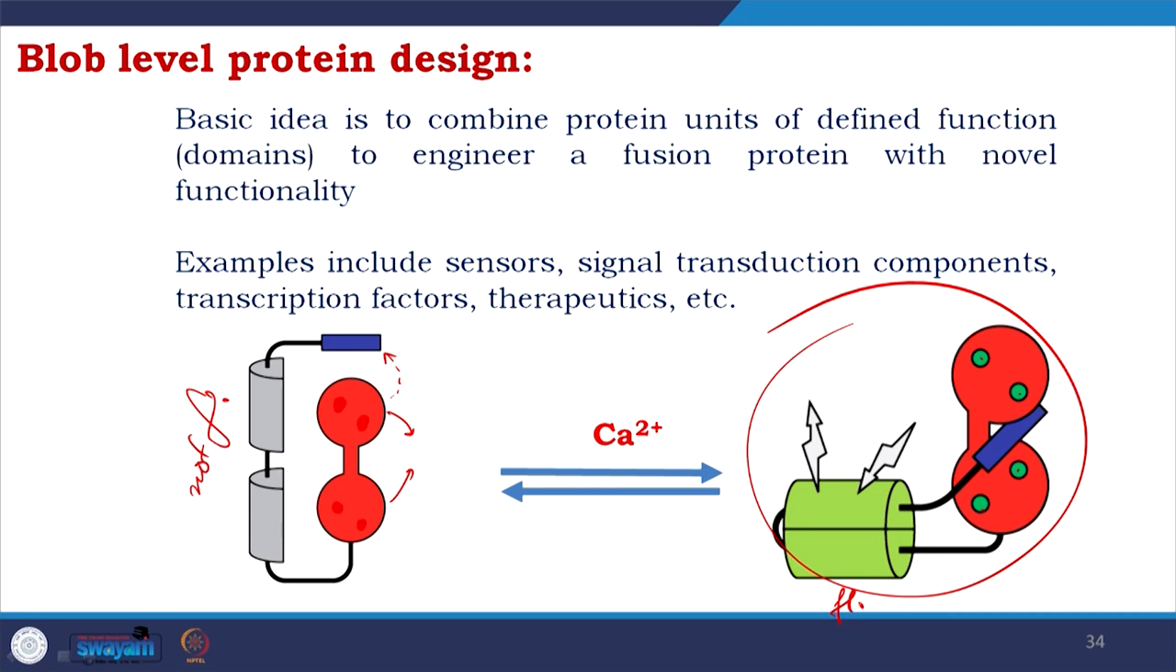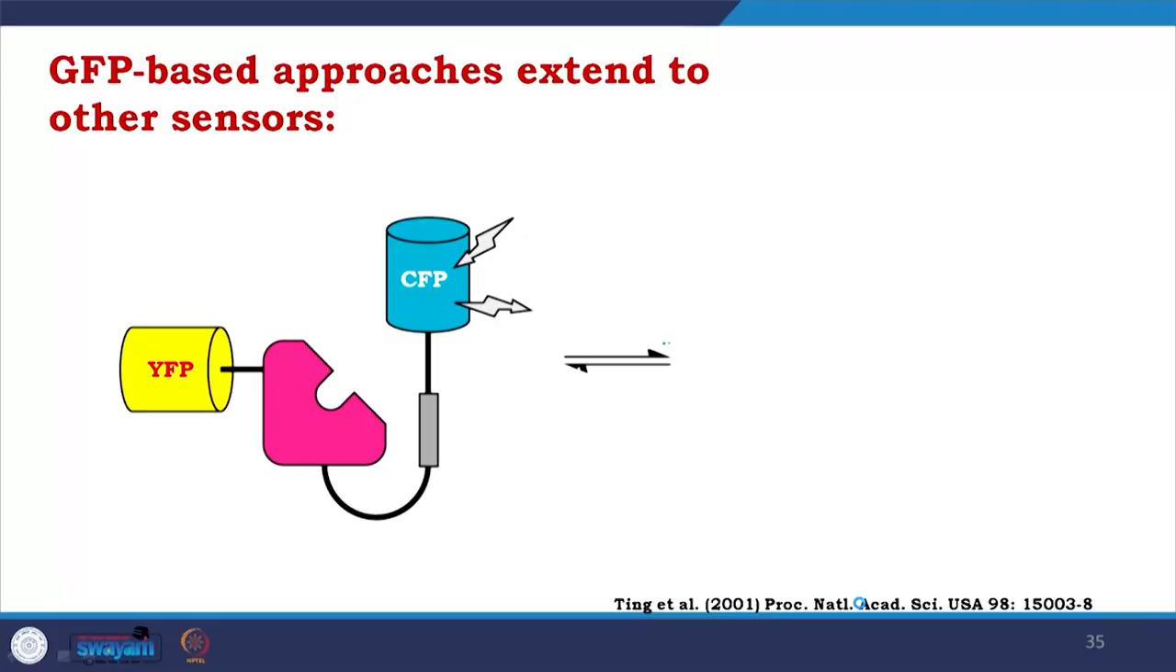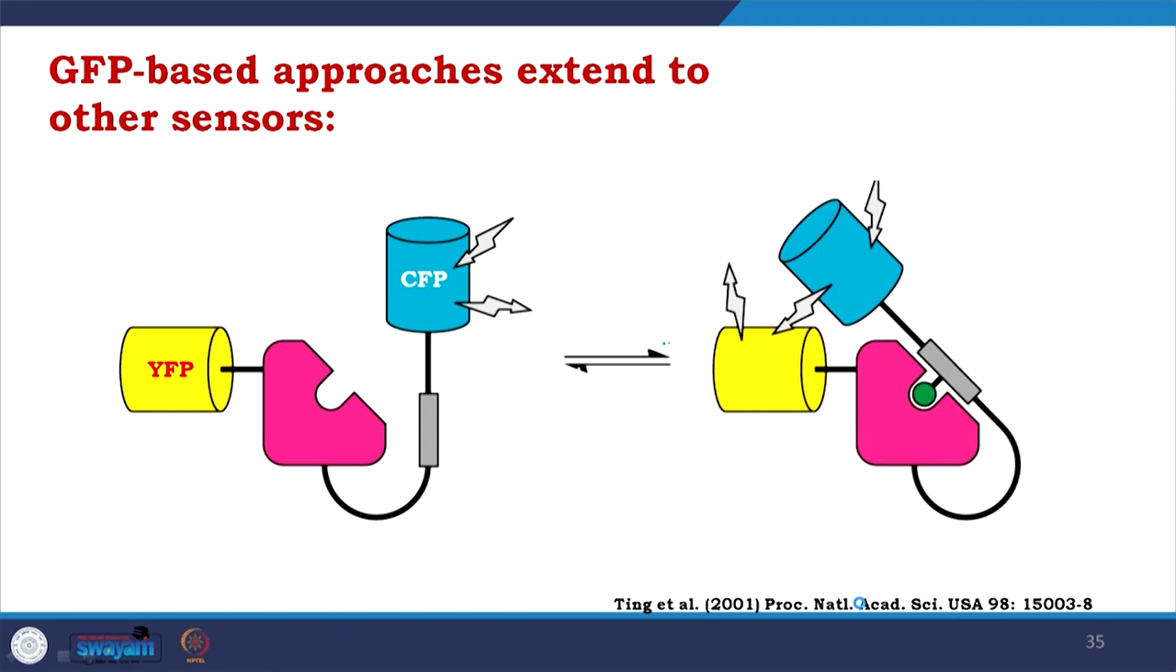That is how chimeric proteins or fusion proteins are made by getting different domains. This is a GFP based approach extended to other sensors, FRET relation. So, you have yellow fluorescence protein, you have cyan fluorescence protein, you use the kinase activity. So, it phosphorylates here, then it binds here, and these two come together and show FRET signal.